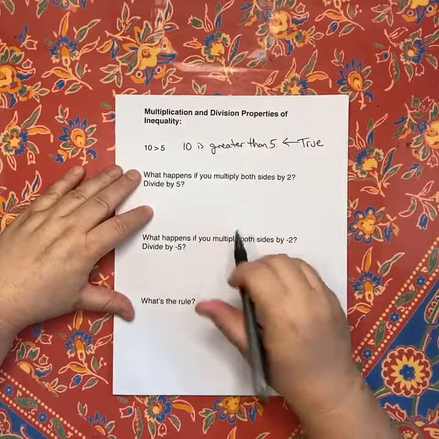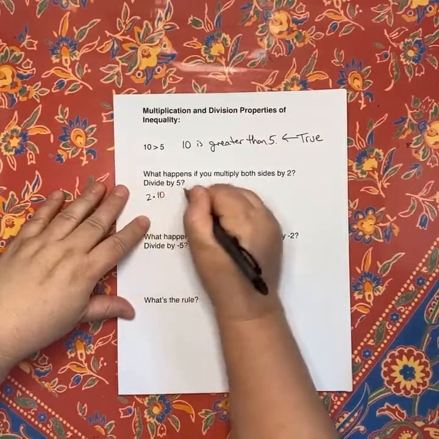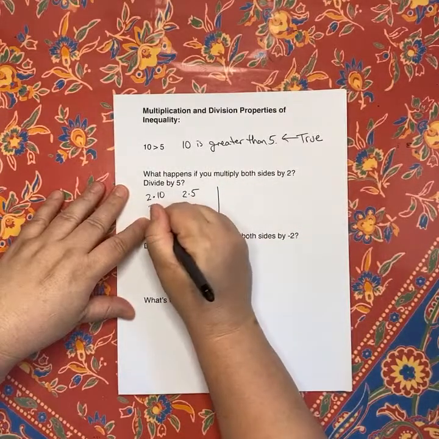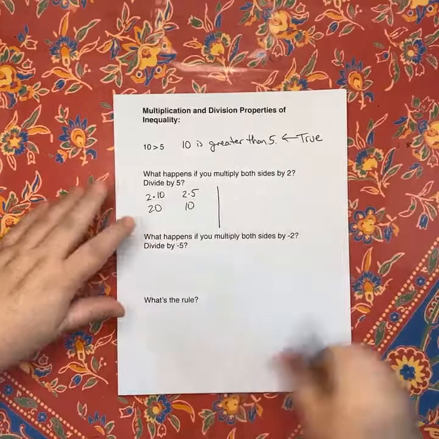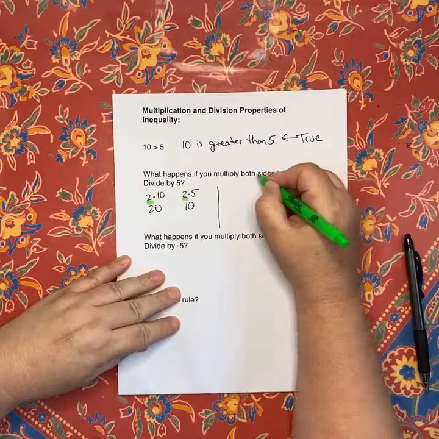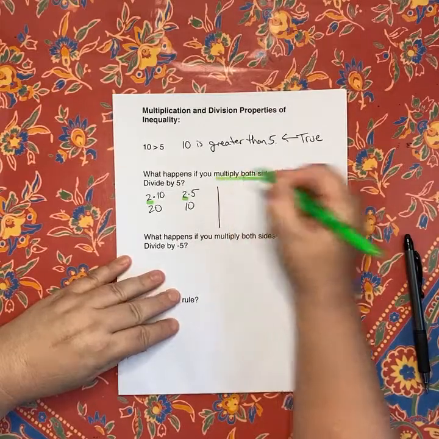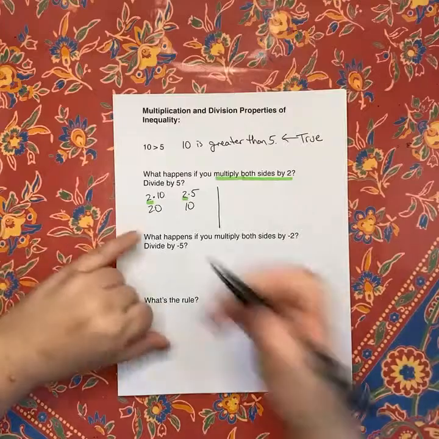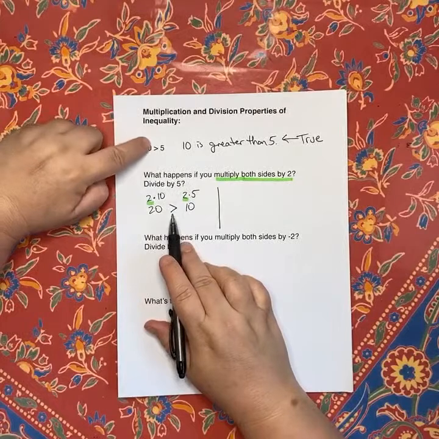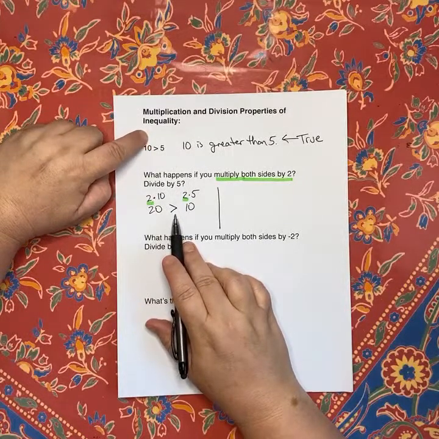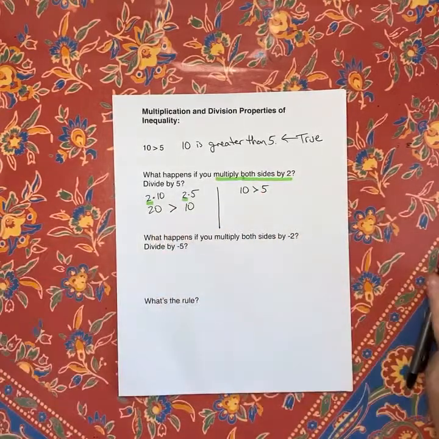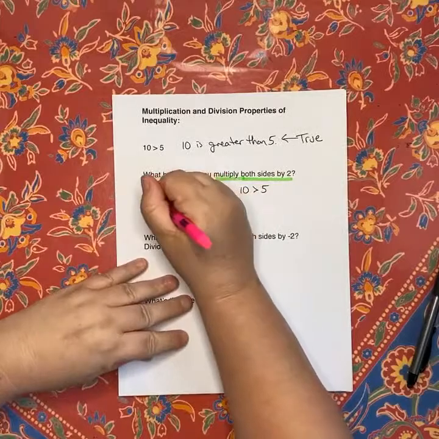What happens if you multiply both sides by 2? So I do 2 times 10 and 2 times 5. 2 times 10 is 20. 2 times 5 is 10. If I multiply both sides by 2, then I get 20 and 10, and that stays. See how the inequality stays facing the same direction? And let's start over here. Let's start 10 is greater than 5, and let's divide by 5. So let me do that in pink.